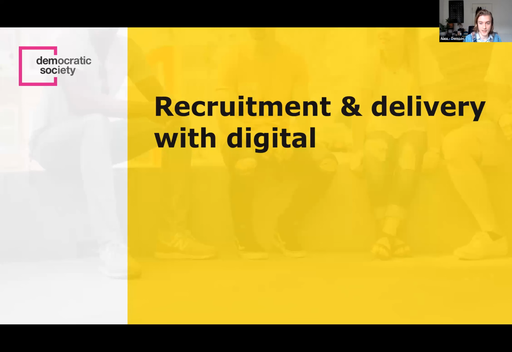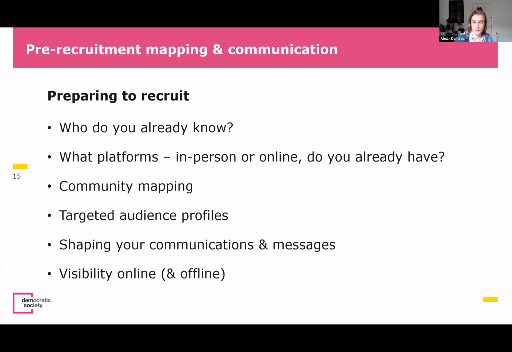So, thinking about those design questions, how might you actually do a recruitment and delivery process with digital? Before jumping to use tools, it's worth thinking about who you want to reach, and, as we said, what resources you've already got. As you're preparing for this process, do a bit of community mapping to understand who and where your community groups of interest are. Maybe develop targeted audience profiles, like Nigel was talking about, so that you can really understand the audience or community that you want to reach. What do they enjoy? What are they passionate about? What could encourage them to sign up? And then shape your communications and messages around that.